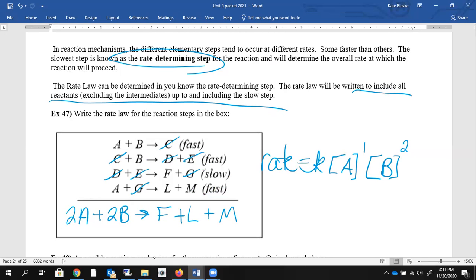So from a mechanism, we can get an overall balanced equation. We can get a rate law. We can see what intermediates there are. We can see if there are any catalysts in there and anything else that might be affecting how fast or how slow that reaction is going.